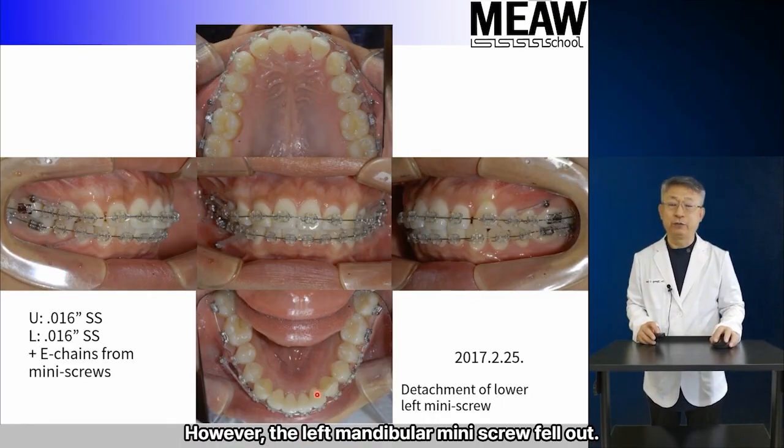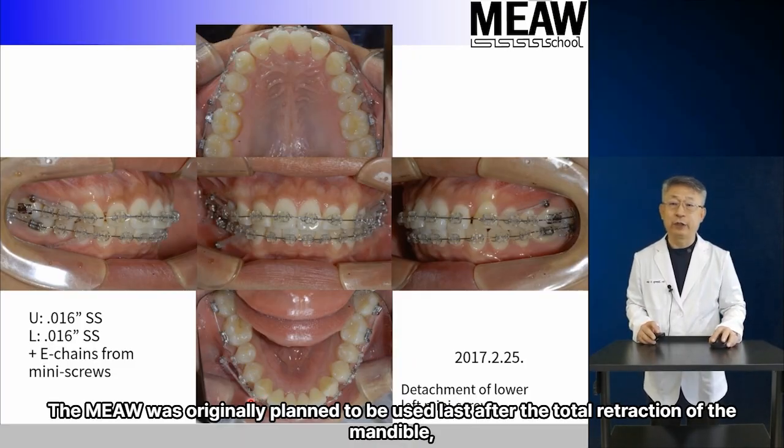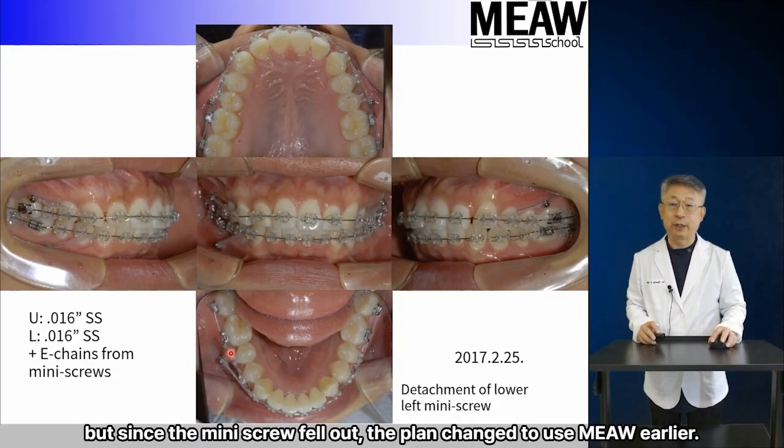However, the left mandibular mini screw fell out. The Mio was originally planned to be used last, after the total retraction of the mandible. But since the mini screw fell out, the plan changed to use Mio earlier.